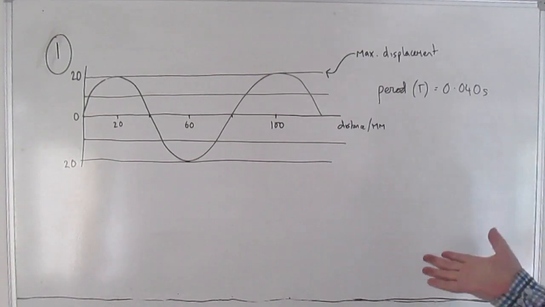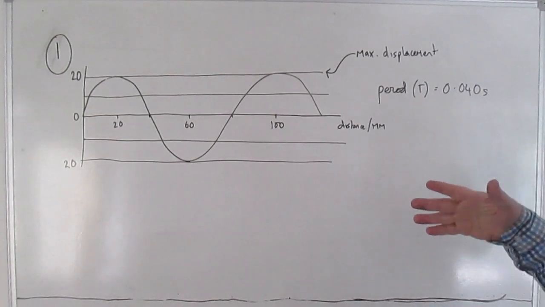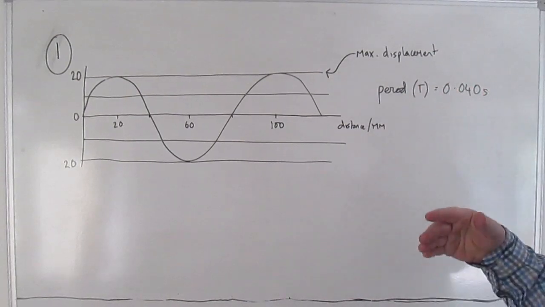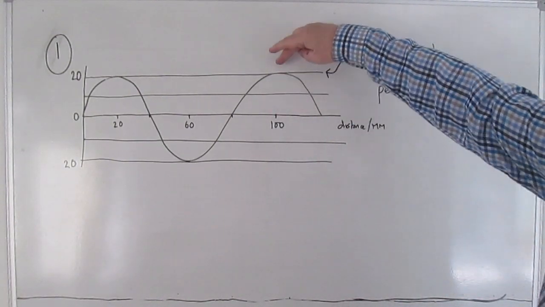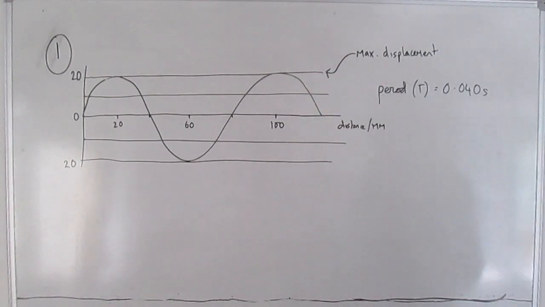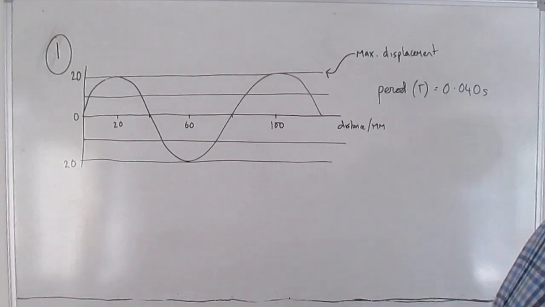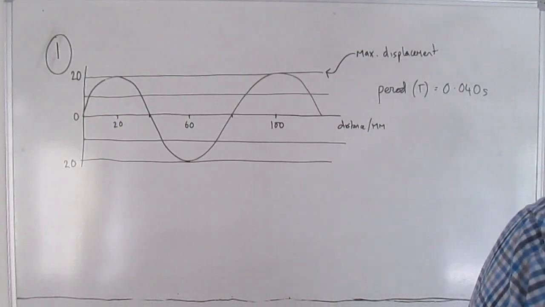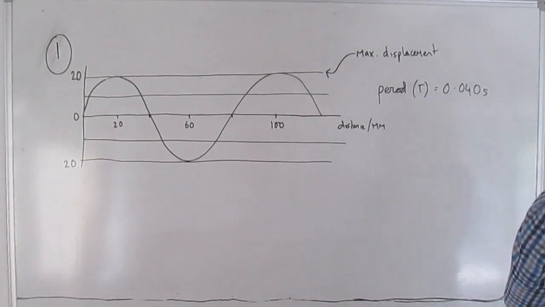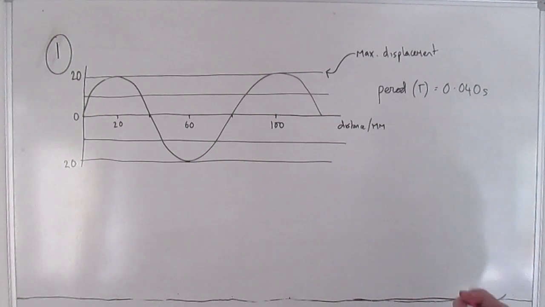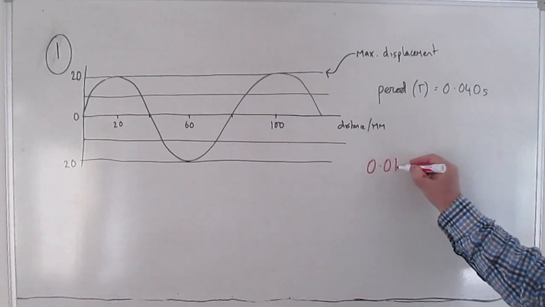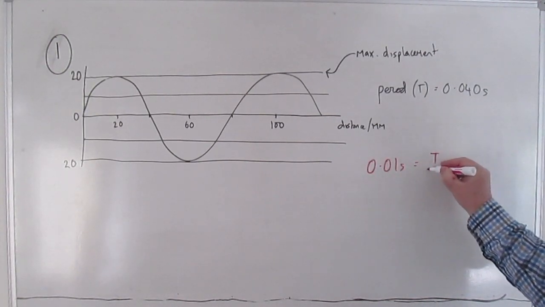Question 1 gives us this stationary wave. It tells us that it's at the point when the particles have their greatest displacement, so in other words they don't get any further away from the zero line than they are here, and it tells us that the period is 0.04 seconds. So the first thing it wants to know then is what the wave's going to look like after 0.01 seconds. So the point is that 0.01 seconds is equal to T over 4.